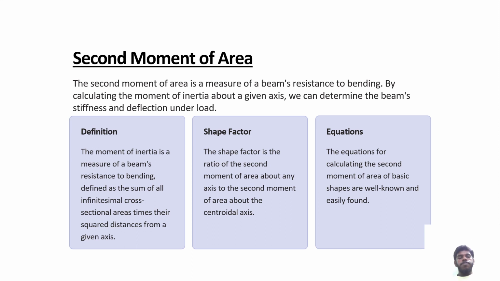Shape factor. The shape factor is the ratio of the second moment of area about any axis to the second moment of area about the centroid axis. Equation. The equations for calculating the second moment of area for basic shapes are well known and easily found.